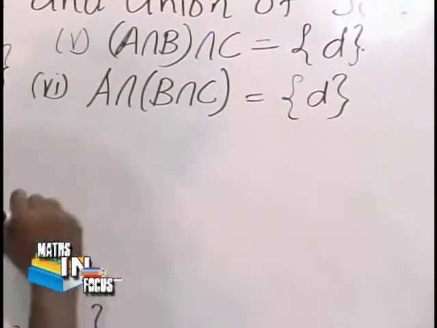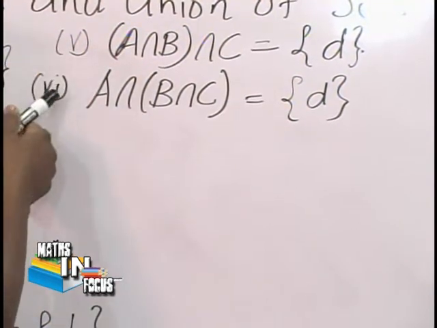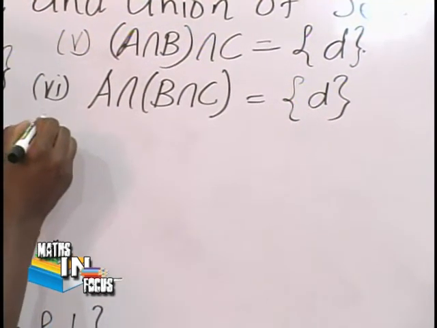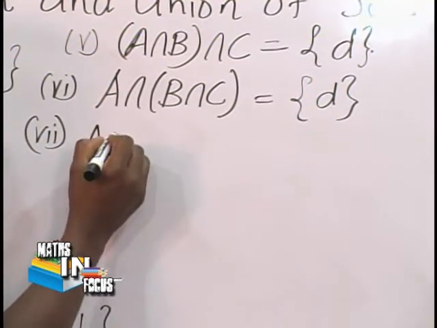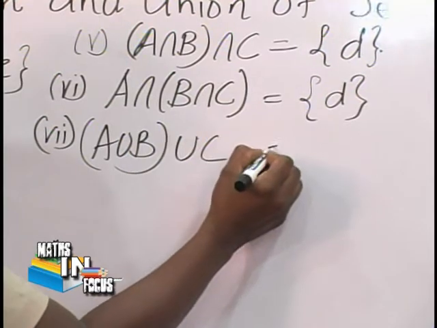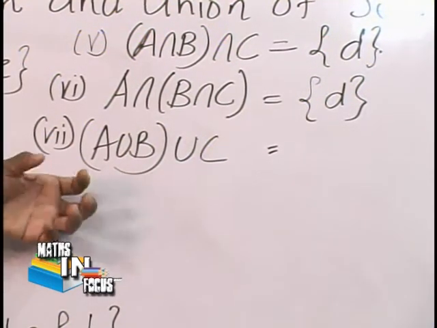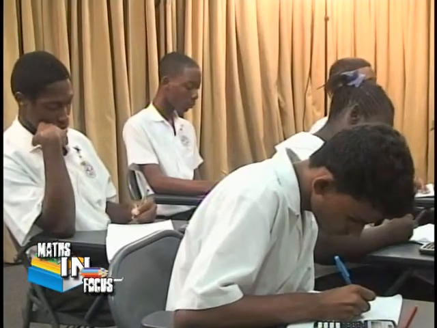Damien, what did you get when you did that? D. You got D again. Now before we draw conclusions, let's continue. So we have 5, 6, 7. We want A union B union C. You take A and B, the union of it, and then union it with C.